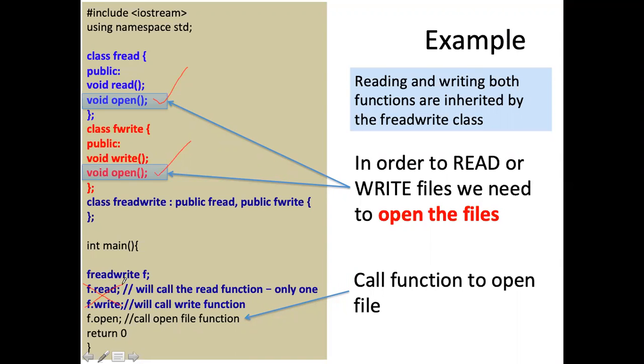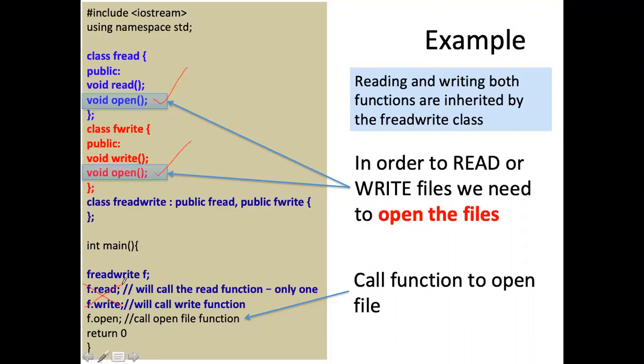Because both functions have the same name, the compiler would in a way get confused whether to execute the open function of fwrite or the open function of fread. Though both of these functions may have the same body, the same piece of code, the compiler will get confused here. So f dot open will not work.